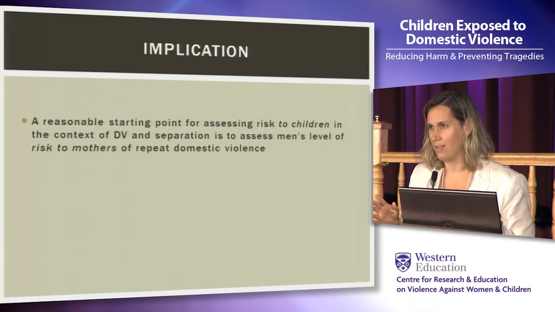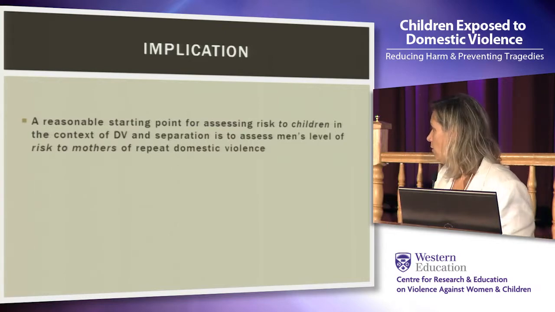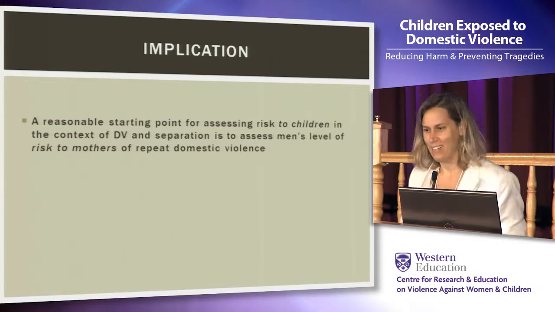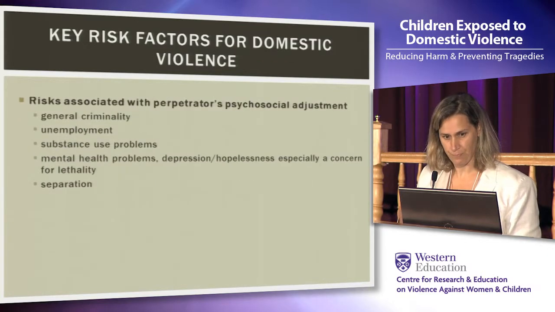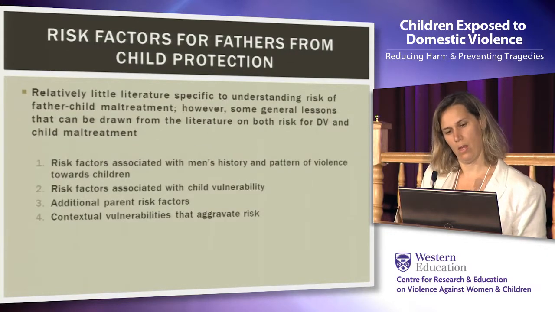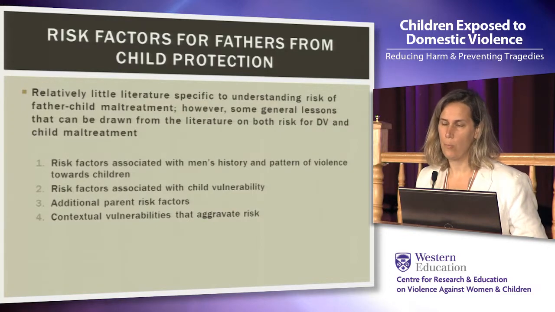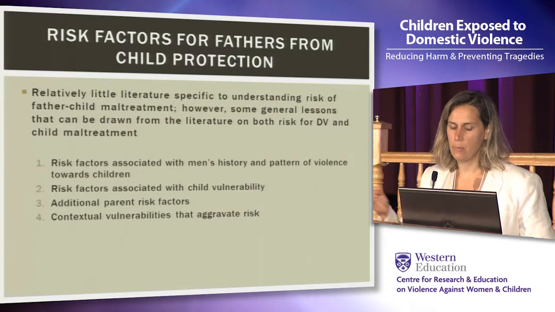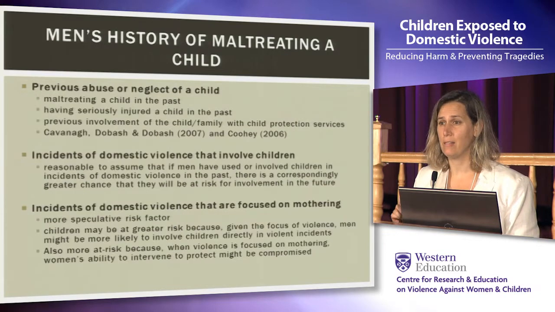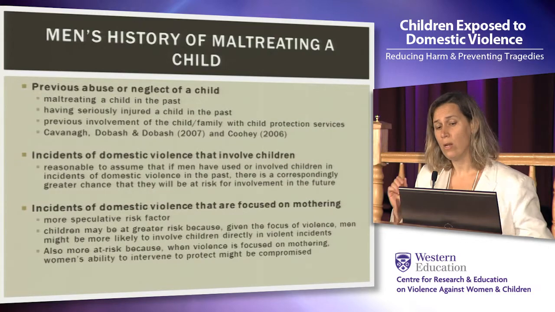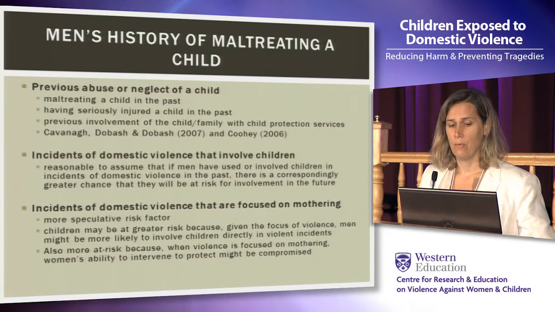Does everyone get me? Okay. So my question then is, what do we need to understand about that? I think there's four things that we might want to understand. One is, I think we need to start bringing in risk factors associated with men's history and pattern of violence towards kids. What do we know about his previous abuse or neglect of a child?